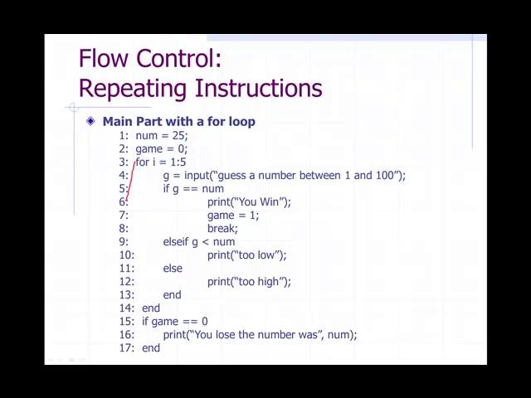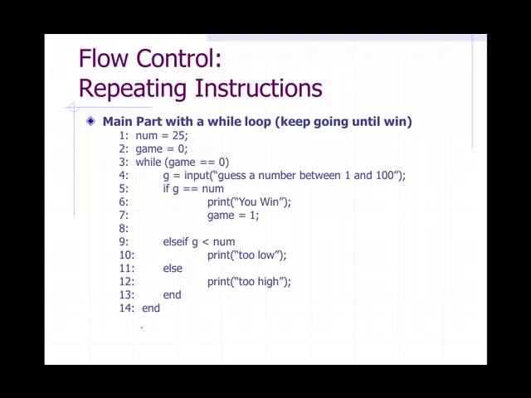Now, once this for loop is over, it's going to go to line 15, either because of the break or because you did it 5 times. And then it's going to check the variable game. If the variable game is still equal to 0, it's going to print you lose, and it's going to tell them what the number was. Now, if the variable game is not 0, which means that it had to change right here, and it's the only place it could change, then these statements will not be executed at all.